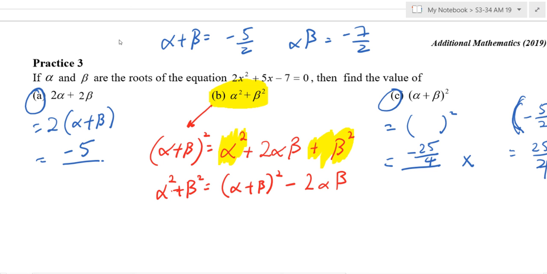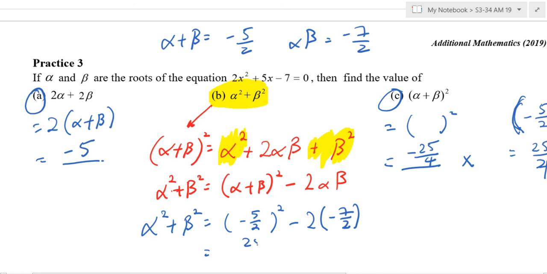Therefore, if I say alpha squared plus beta squared, can you tell me what is alpha plus beta? Negative 5 over 2 squared, right? What is 2 alpha beta? Negative 7 over 2, right? Then it's all calculated already. Plus 14 over 2, or plus 7, right? Then what's the answer?